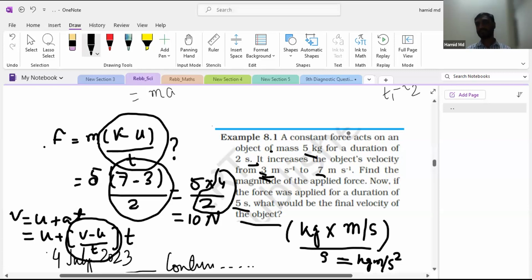But how, sir? The question is saying, see the first part, a constant force acts on an object of 5 kg for a duration of 2 seconds. It increases the object's velocity from this to this, right? Find the magnitude of the applied force. Now if the force was applied for a duration of 5 seconds, what would be the final velocity? Is the question clear to you or not? Any confusion anywhere? No, sir.